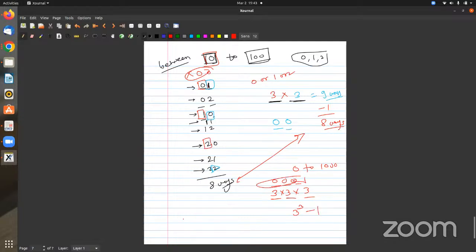Similar logic I have applied for 0 to 1 million. I have to fill 9 places with 3 to the power 9, and I'll subtract one way, which will include all zeros at the 9 places. Right? Okay, sir. Thank you, sir.